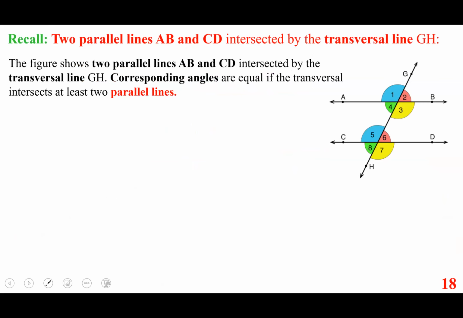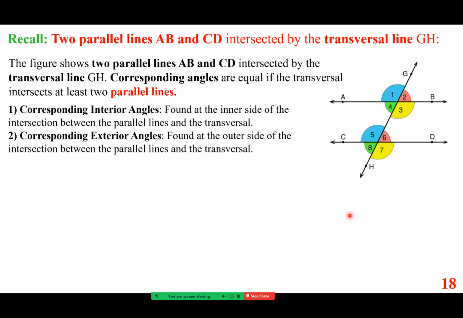I want to remind you of the following. If you have two parallel lines, AB and CD, intersected by a transversal line GH, it creates a bunch of angles, and they have different names. So the figure shows two parallel lines, AB and CD, intersected by the transversal line GH. Corresponding angles are equal if the transversal intersects two parallel lines. So these are the two lines that are parallel. This is the line that crosses them. Corresponding interior angles are found at the inner side of the intersection between the parallel lines and the transversal. Corresponding exterior angles are found at the outer side of the intersection between the parallel lines and the transversal.